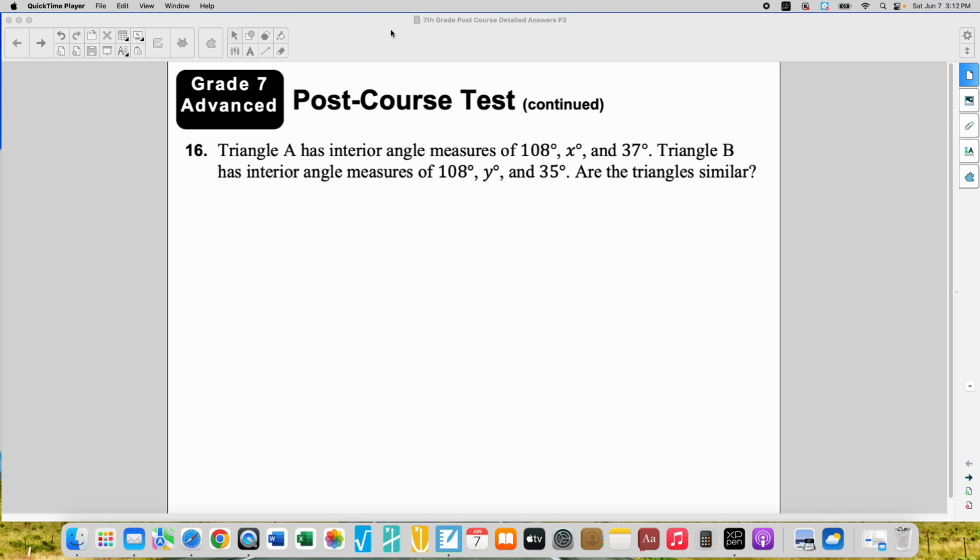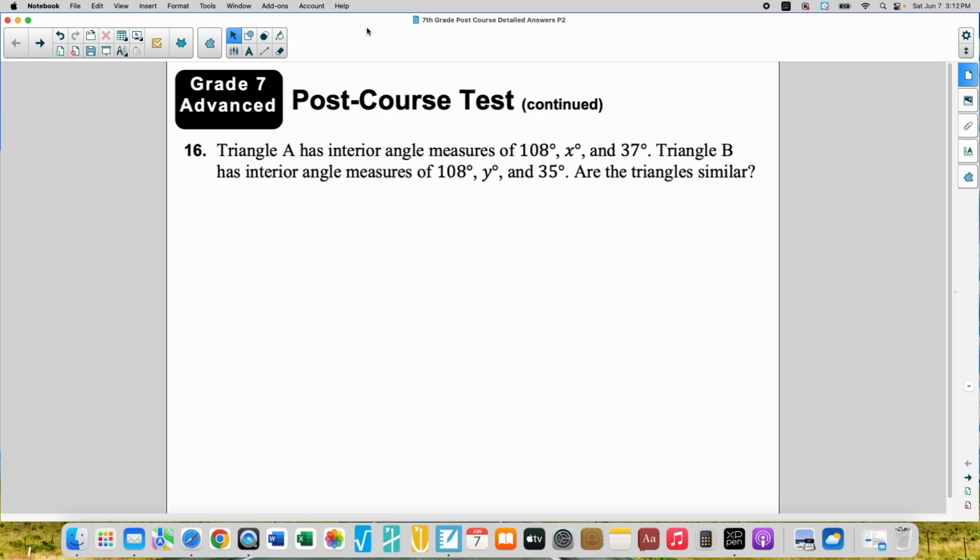We have page 2 of the 7th grade post-course for 7th grade advanced. We have this situation. Triangle A has interior angle measures of 108, x, and 37 degrees. So triangle A, let's make it green. Triangle A has 108, x, and 37. These are not drawn to scale because that looks like an acute angle, and 108 would be an obtuse angle.